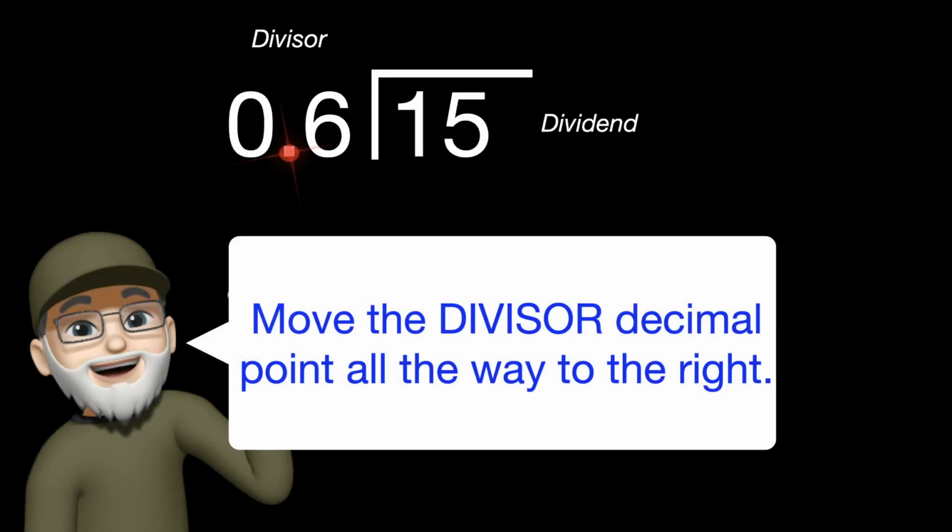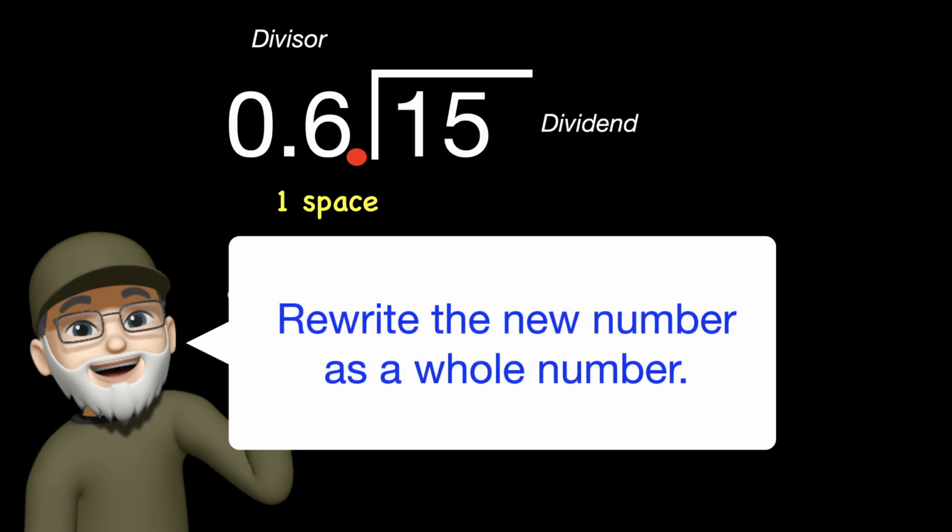Okay, so how you do this is that you want to move your divisor decimal point all the way to the right so that you make a whole number. Count the number of spaces that you moved because you'll need that information later, and then rewrite that divisor as a whole number. In this case, it would become 6 instead of 6/10.